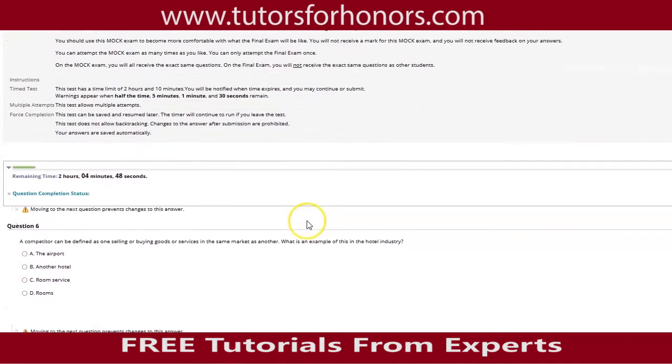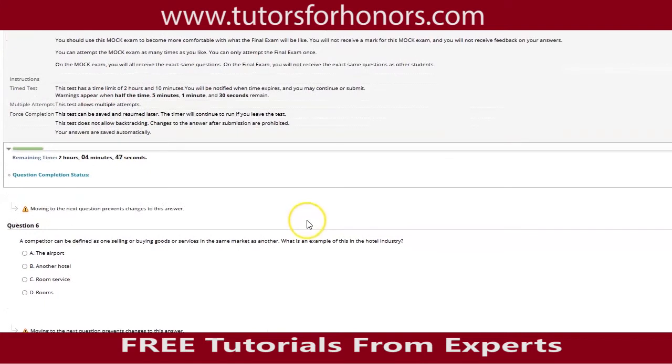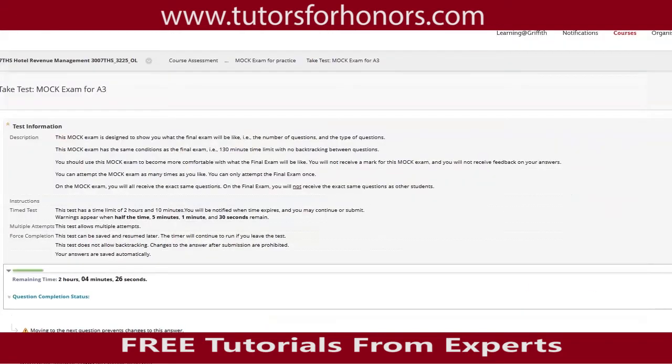Now let me go to another question, question 6. A competitor can be defined as one selling or buying goods and services in the same market as another. What's an example of this in the hotel industry? The answer here is another hotel, because hotels are competing, so one hotel is competing with the other, so it's the competitor there.